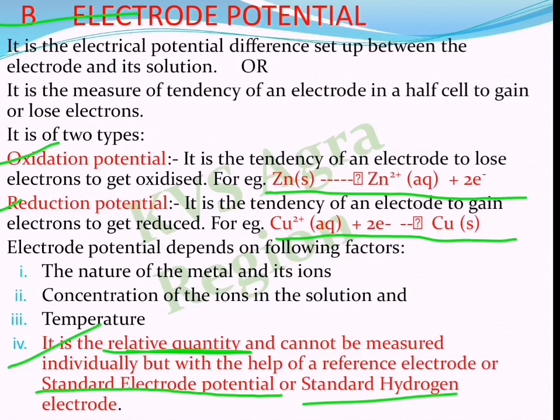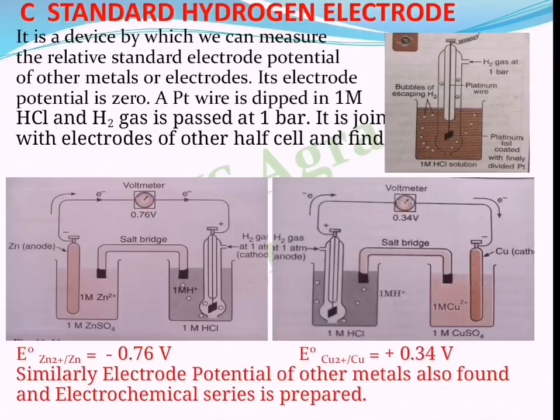Okay, look at the standard hydrogen electrode now. This is the standard hydrogen electrode. Here is the diagram. In all the books you find this diagram, and it is a device by which we can measure the relative standard electrode potential of other metals or electrodes. Its electrode potential is 0. Remember, it has 0 electrode potential. And if we see its construction, then a platinum wire is dipped in 1 molar HCl solution and H2 gas is passed at 1 bar. It is joined with electrodes with the other half cells to find the electrode potential.